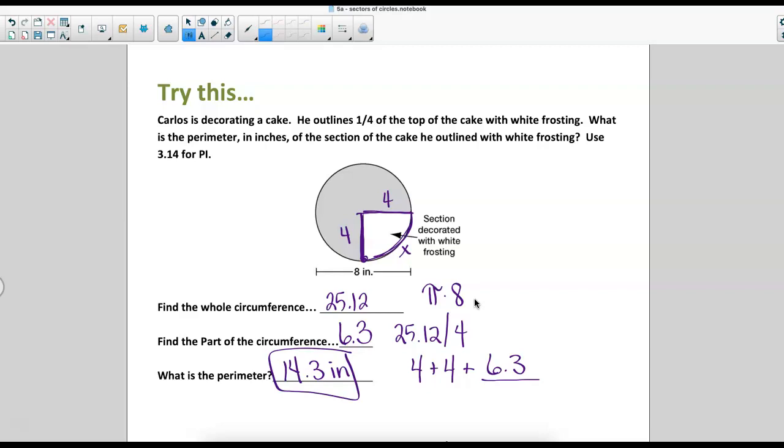Oh, I don't care about that one. No? Confused? Lost? Yes. So that's the perimeter of that little piece. That's the perimeter of this little piece. So that's if I started walking here and I walked here would be 4, here would be 4, and this would be 6.3. So when I put that all together, that's the perimeter. Okay? Okay, you try the next one on your own.